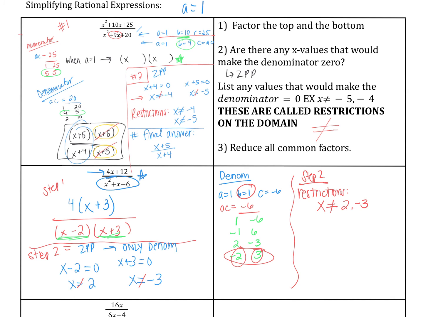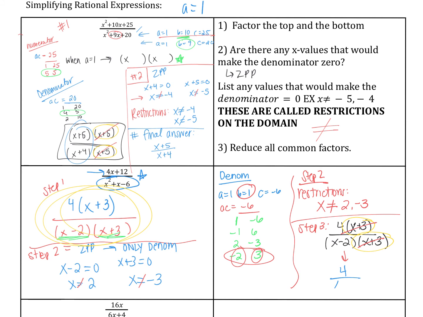We found our restrictions. Then, step 3, we just need to reduce. So I'm going to rewrite it. We had 4x plus 3 all over x minus 2, x plus 3. From there, we are just reducing. I'm seeing if I could cancel anything out that's the same on top as it is on the bottom. I immediately see that I have an x plus 3 on top and an x plus 3 on bottom, so I can cancel those out. My answer is just whatever is left, and in this case, it's 4 all over x minus 2. And that would be my answer.